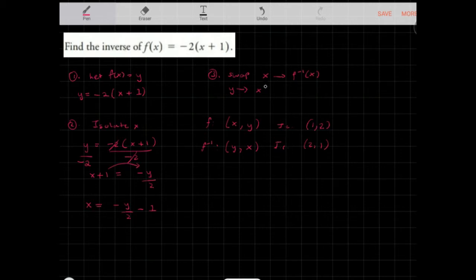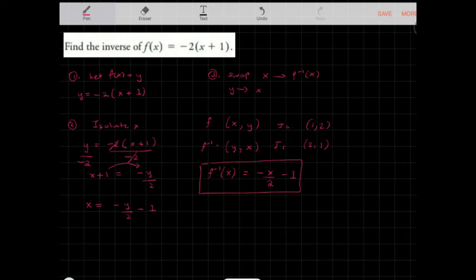So we swap x as f inverse of x, and we swap y as x. So in this case, we get f inverse of x is equal to negative x over 2 minus 1. So this is your inverse function.